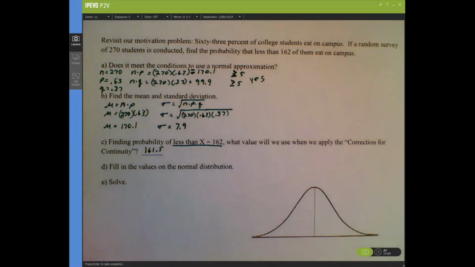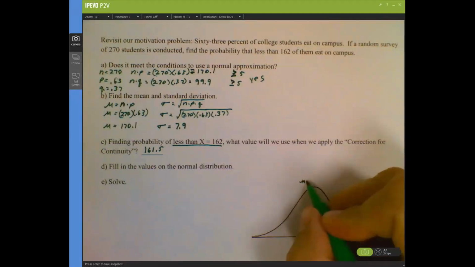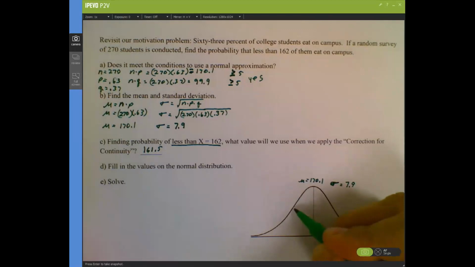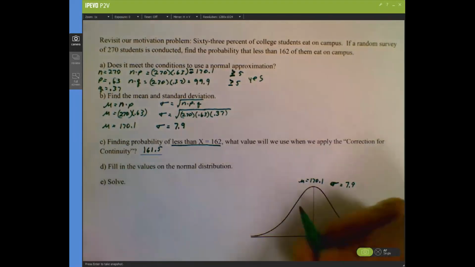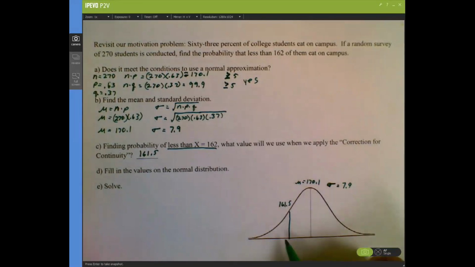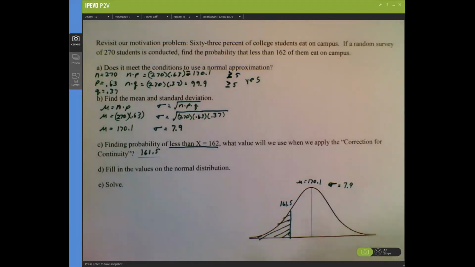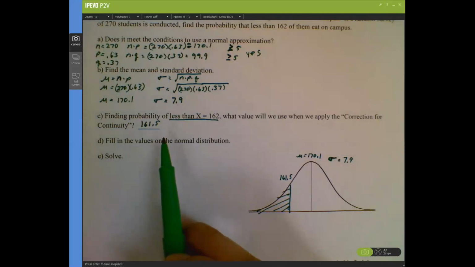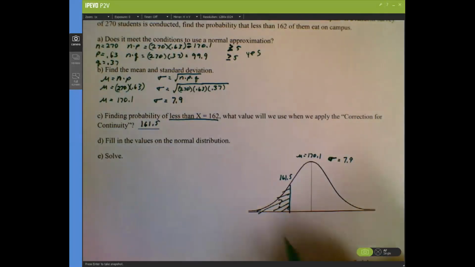Now we are ready to fill in the values on our normal distribution. We know up here mu is 170.1 with a standard deviation of 7.9. This is our x value that we put on our normal distribution, 161.5. We're looking for less than that, so our shaded area is below it. And now we're ready to solve this thing. We want to find the probability, which means we're looking for an area. This is what we want to know.